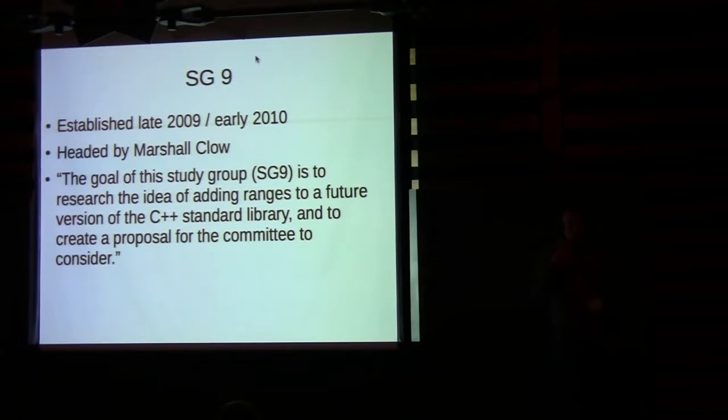So the standard committee created the study group 9 for ranges, because the standard committee does want some kind of ranges in the standard. It was established late 2009, early 2010. No, your mail to the SG9 mailing list is from January 2010. And Marshall heads this group, and in his initial mail to the mailing list, he said this, or was it 2012? I might have confused that. It might be late 2011, early 2012.